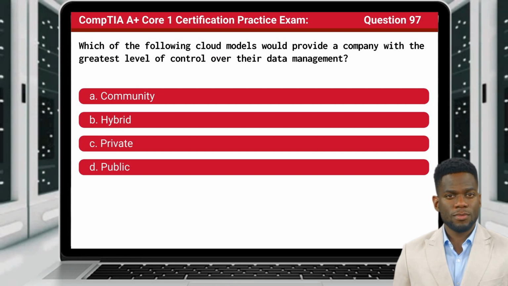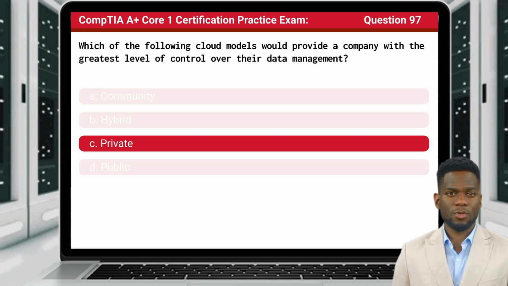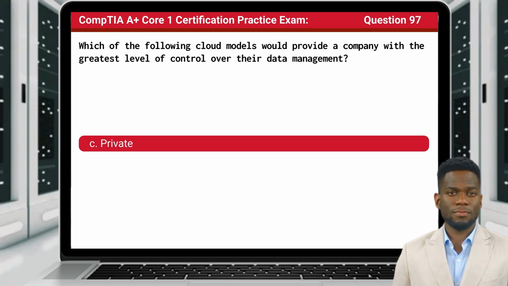Question 97. Which of the following cloud models would provide a company with the greatest level of control over their data management? The answer is C. Private.